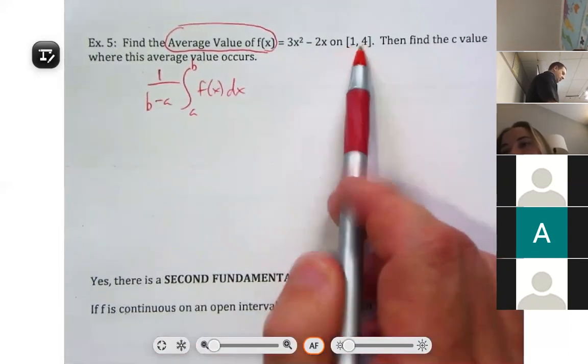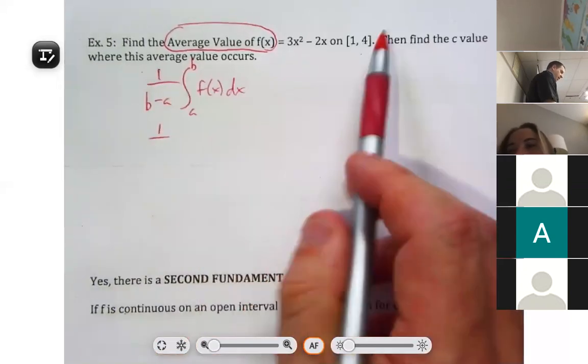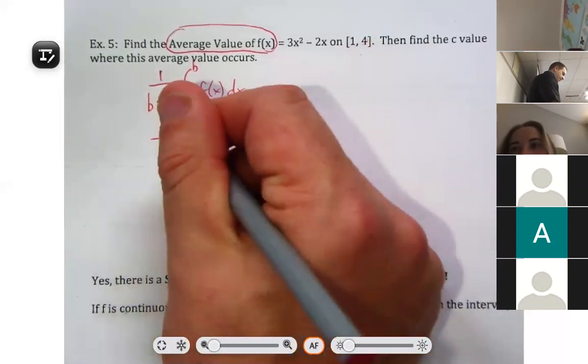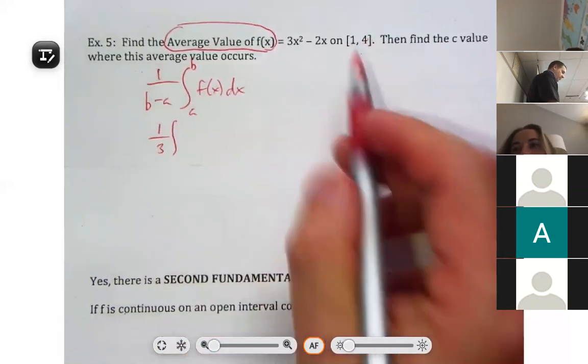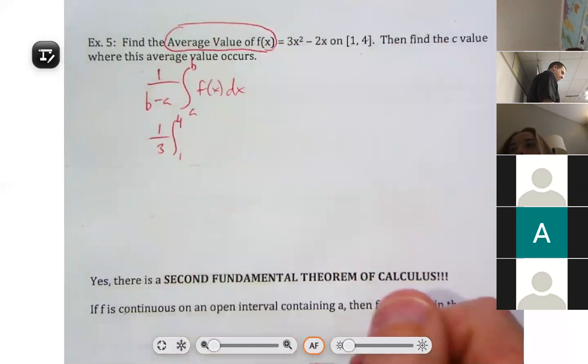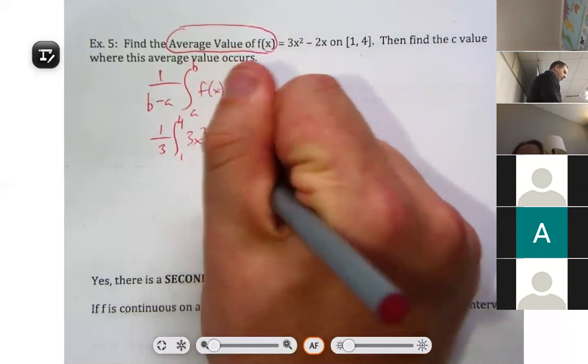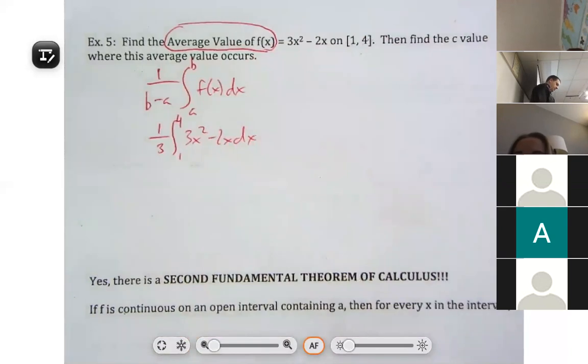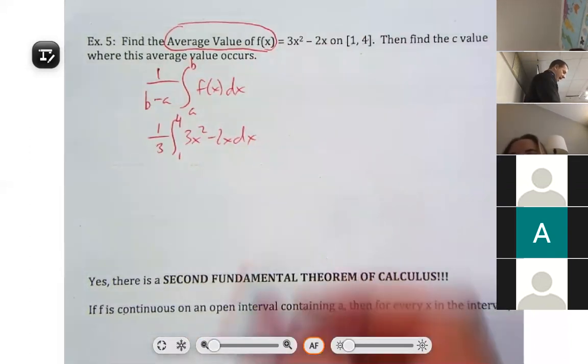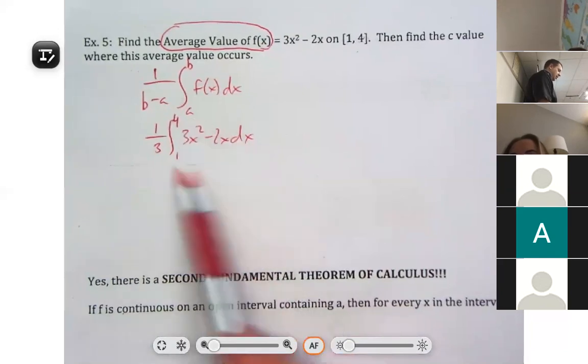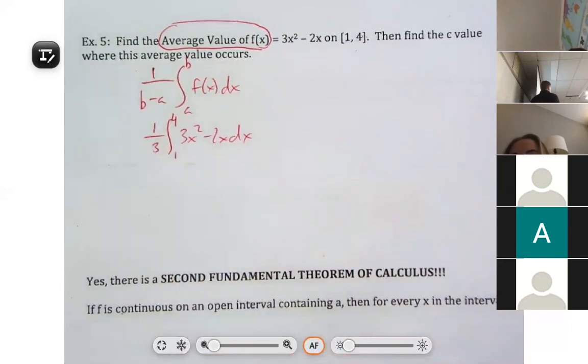So it's from 1 to 4. I would do 1 over 4 minus 1, so 1/3, and then integrate from 1 to 4 of 3x squared minus 2x. That's the new stuff. Now I just do what we did at the beginning of the lesson, the fundamental theorem of calculus. I need to actually figure out what this integral equals and multiply it by a third, or divide it by 3, or whatever. So I've got to figure out what that integral equals.